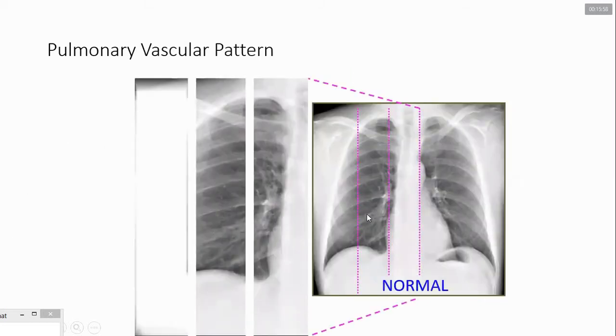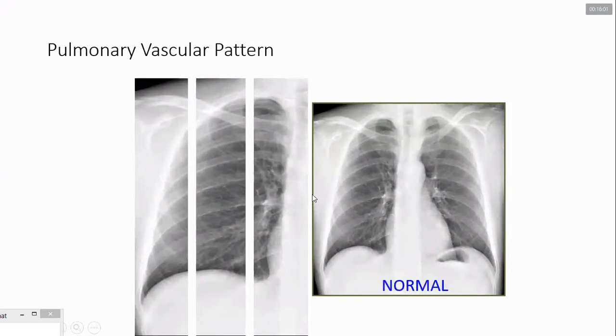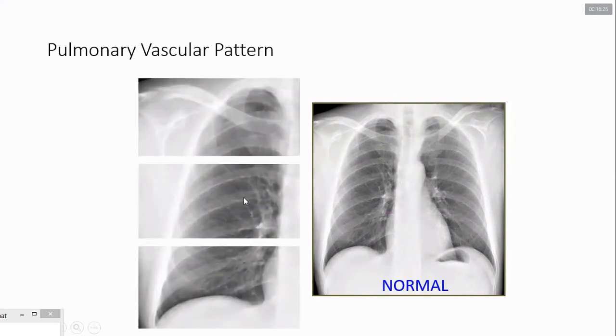Now, pulmonary vascular pattern. The pulmonary vascular pattern can be divided into three zones: medial, intermediate, and lateral zone. This is only an artificial assumption, because by this we can see that there is gradual tapering of the pulmonary vessels from the hilar region to the periphery of the lungs. We can also see larger vessels tapering like tree branches, and similarly from superior to inferior, we can see there is a gradual increase in vascular prominence.